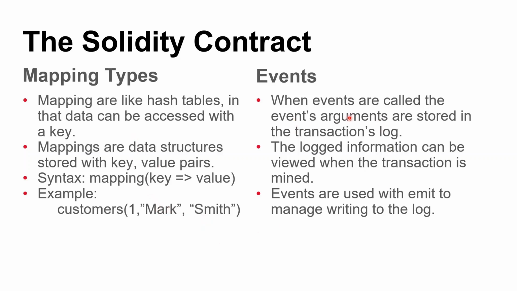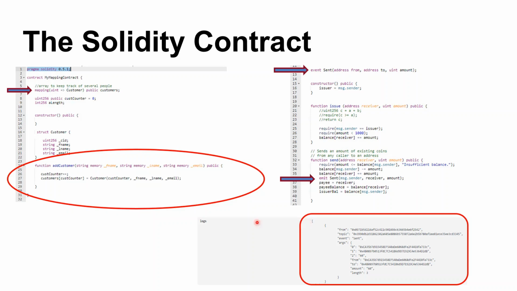And then events are called in order to log special information that we can view in the transaction. It's written to the log. It's used with emit to write key information to the log, and the same thing will happen on the blockchain as well. The events will be written to the blockchain.